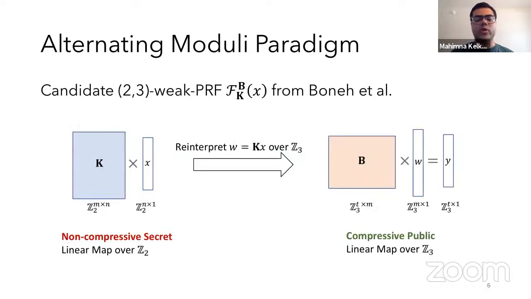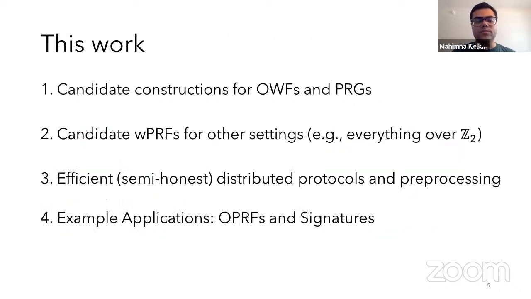So Bonnet et al. started with this candidate weak PRF. Their main construction was this 2-3 weak PRF, which mixes linear maps over Z2 and Z3. For this, there's first a secret linear map over Z2 with the key, and then the output is converted to Z3, which is then mapped using a public linear map over Z3. And one reason why this is conjectured to work is because, as it turns out, linear maps over Z2 have a high degree over Z3 and vice versa.